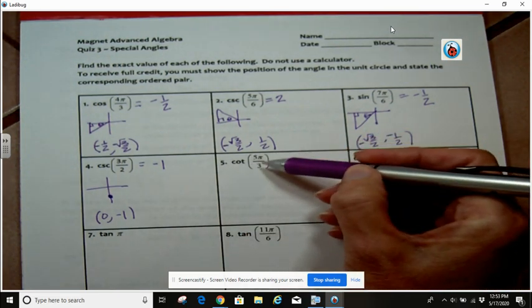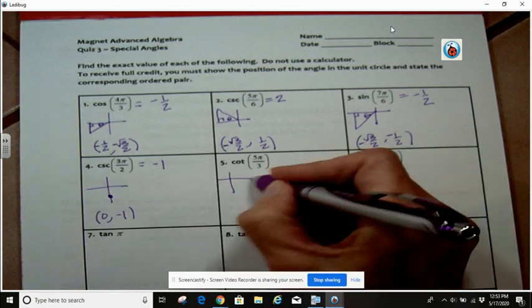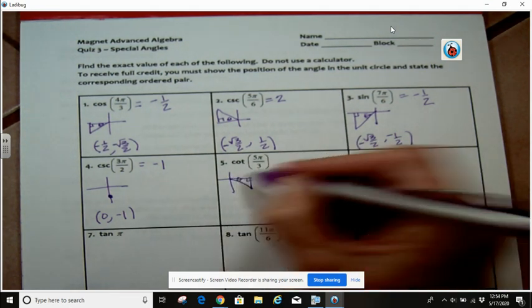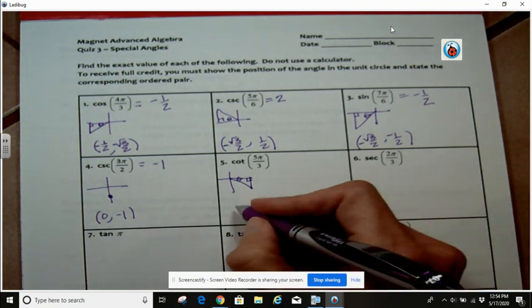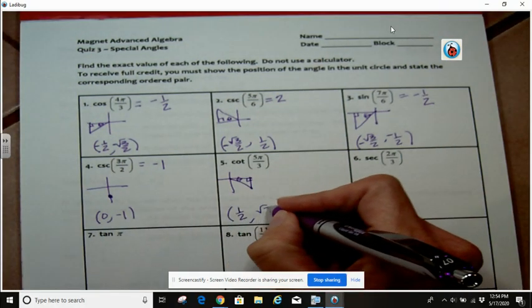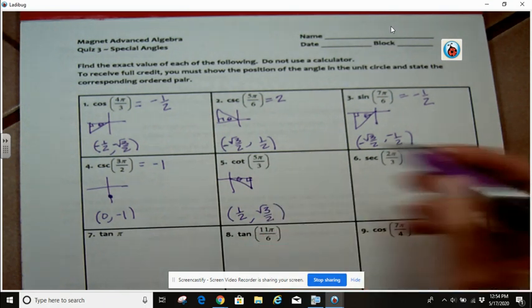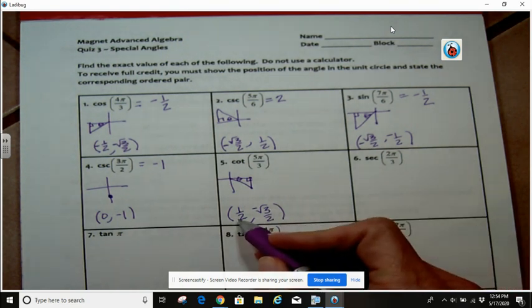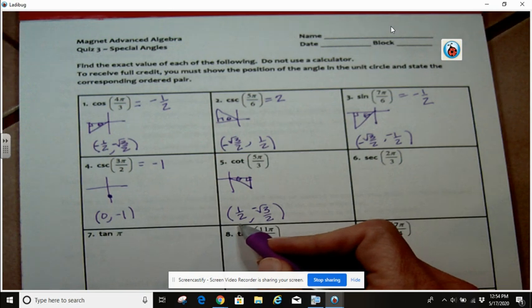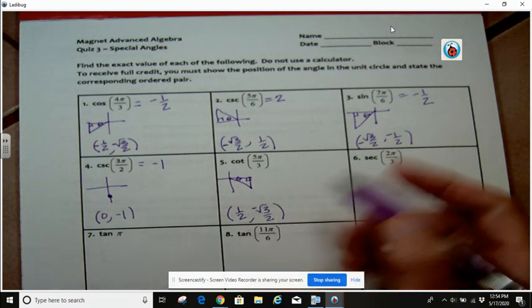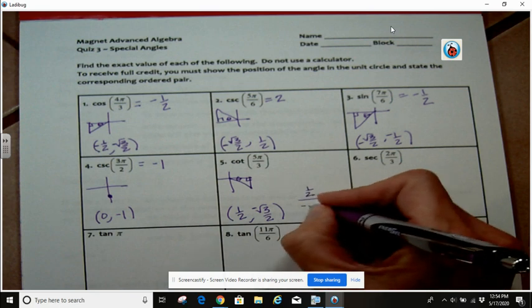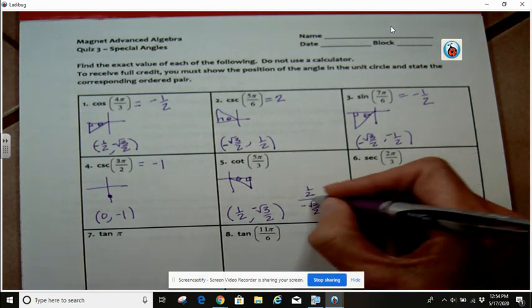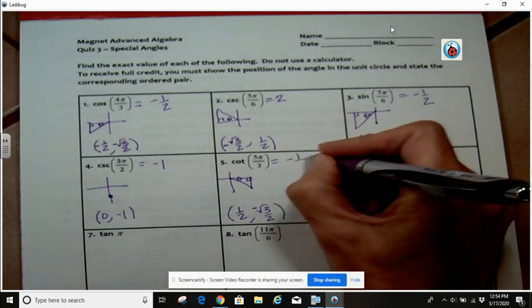Number 5, 5 pi over 3. So the numerator is twice the denominator minus 1. That puts it in the fourth quadrant. Denominator of your special angle is 3. That makes it 1/2, square root of 3 over 2 for your ordered pair. In the fourth quadrant, you go right and down, which makes the y-coordinate negative. Cotangent is the reciprocal of tangent. So tangent is sine divided by cosine, or y divided by x. So that would make cotangent x divided by y. So we have 1/2 divided by negative square root of 3 over 2. The 2's will cancel out, so we end up with negative 1 over the square root of 3.